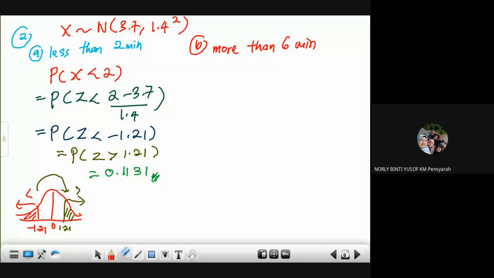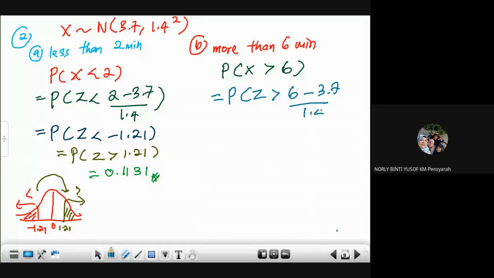So same, more than 6 minutes, the probability is discrete, which is X more than 6. Correctly you build the discrete with the right inequality sign. Then standardize the score Z: 6 minus 3.7 divided by 1.4. This is the same, you cannot just jump straight to Z. You must first write the discrete as you read it, with the symbol given in the question. Then you standardize. Follow that step.